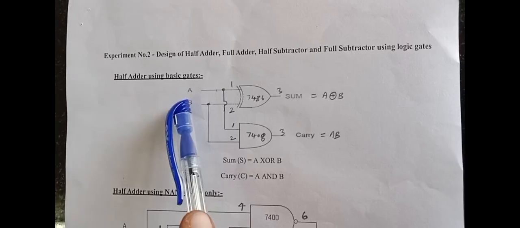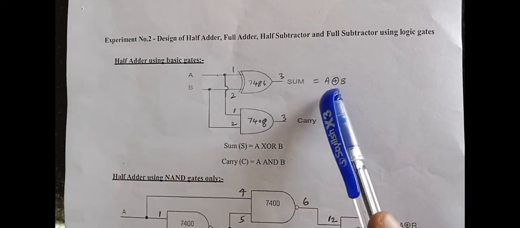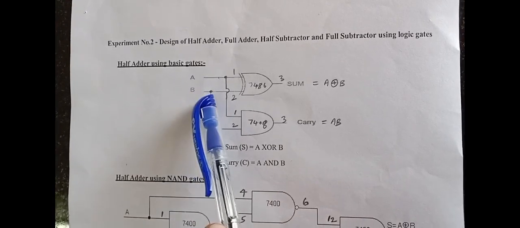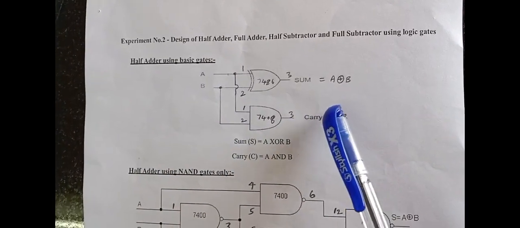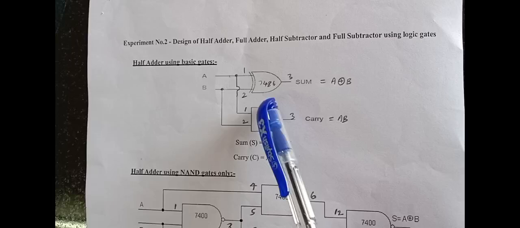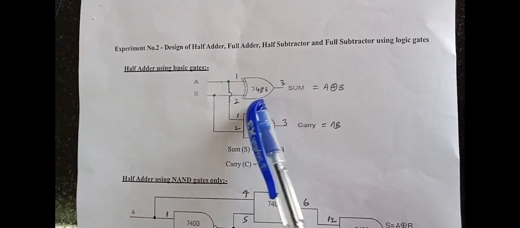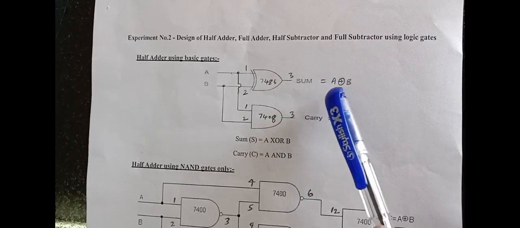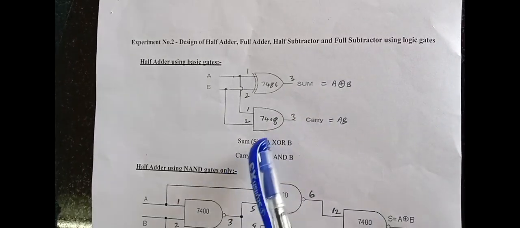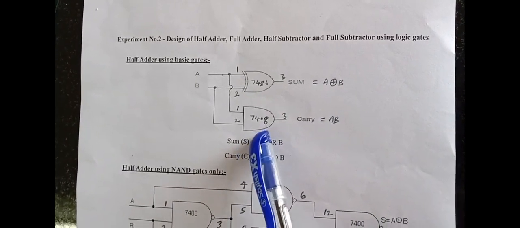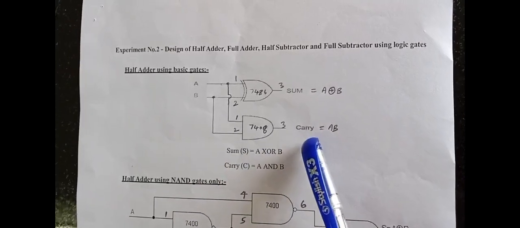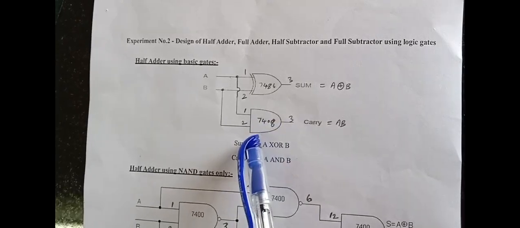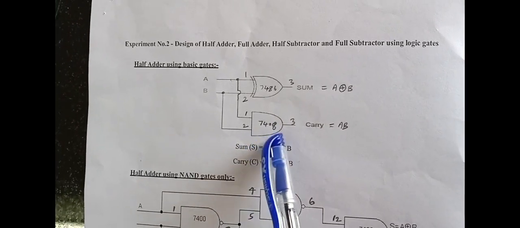It has two inputs, A and B, and similarly two outputs: one is sum, another is carry. A is one input, B is another input. I am going to use the XOR gate IC 7486. The XOR gate performs the sum operation, sum equal to A XOR B. Another gate is the AND gate 7408. Our carry, as per the expression, is carry equal to AB. We give the multiplication operation with the help of IC 7408, that is the AND gate.